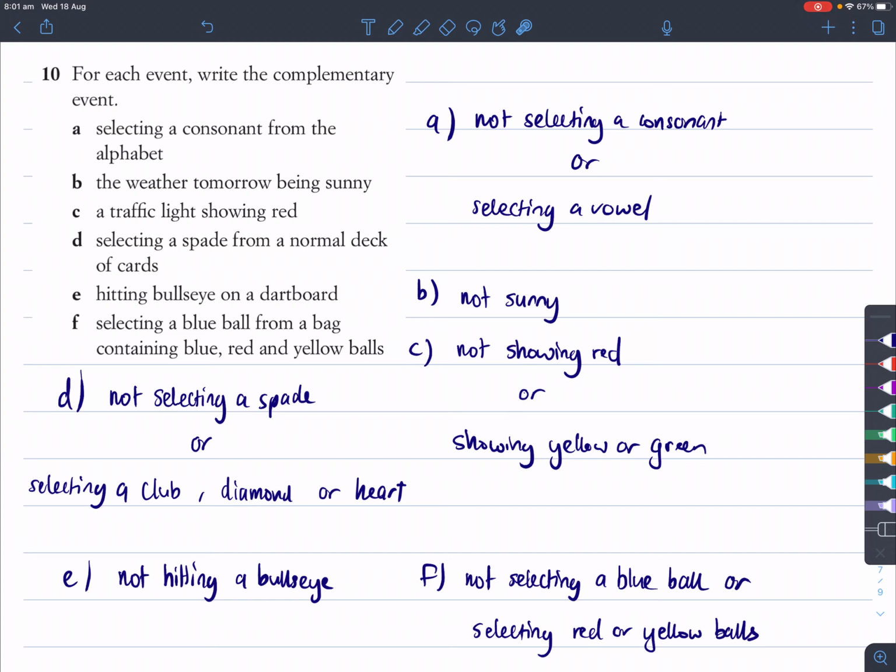So for any of these questions, all you're going to do is write down the complementary event, which is not selecting whatever it says there. That's the safest answer.